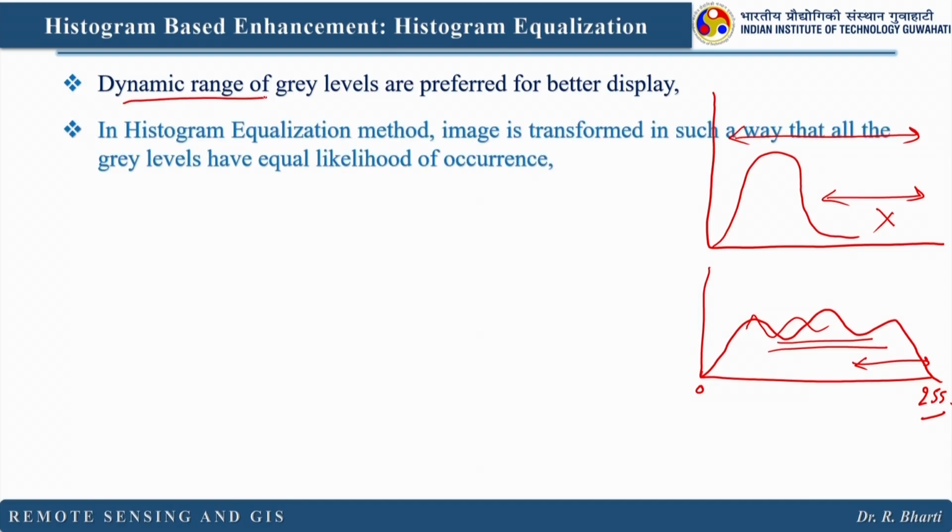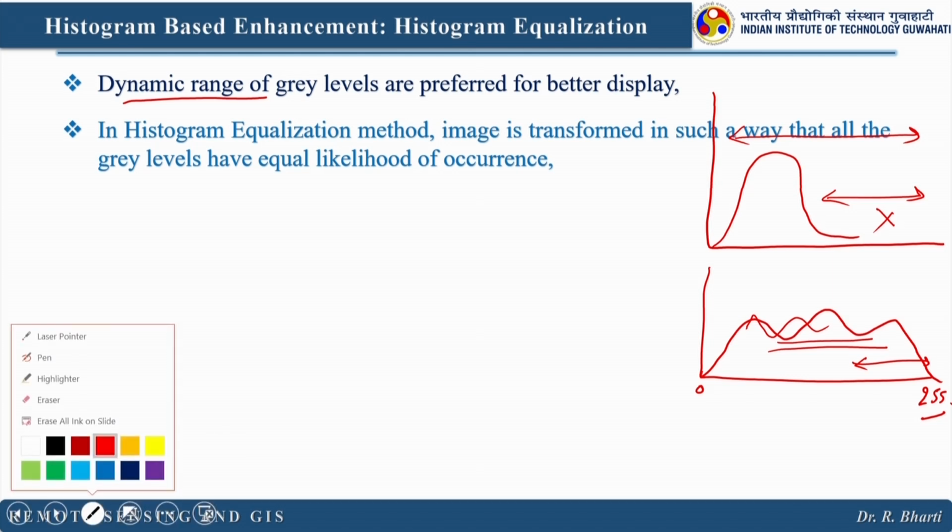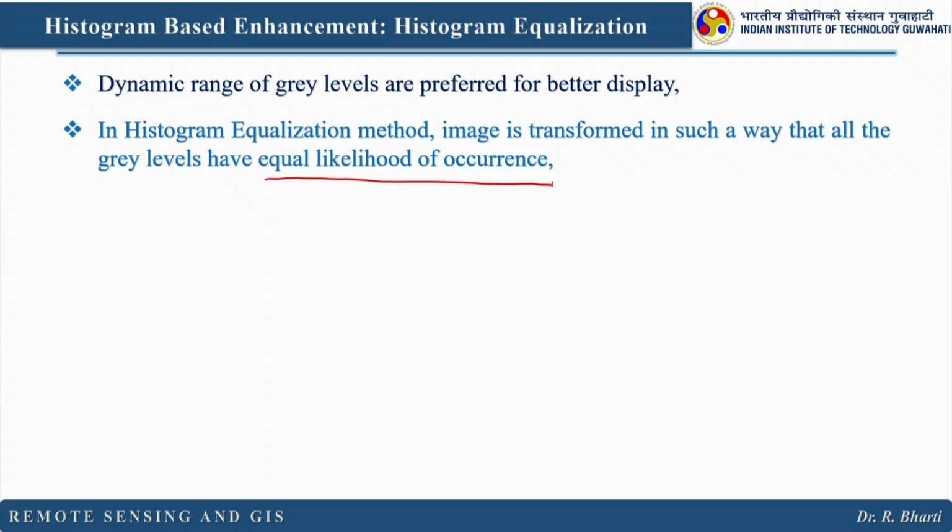The next point is, in histogram equalization, the image is transformed in such a way that all the gray levels have equal likelihood of occurrence. So, here it says equal likelihood of occurrence.